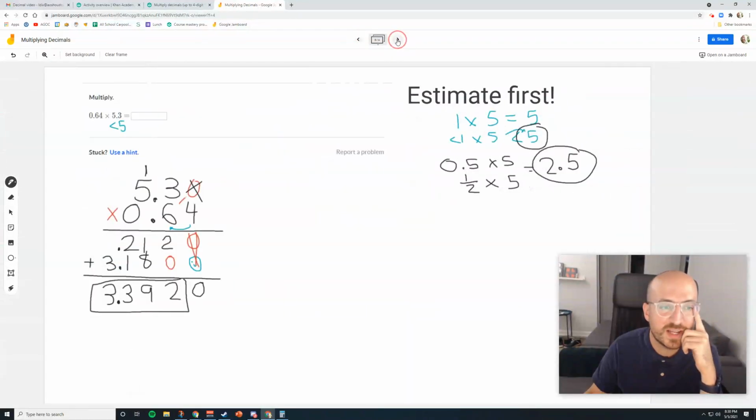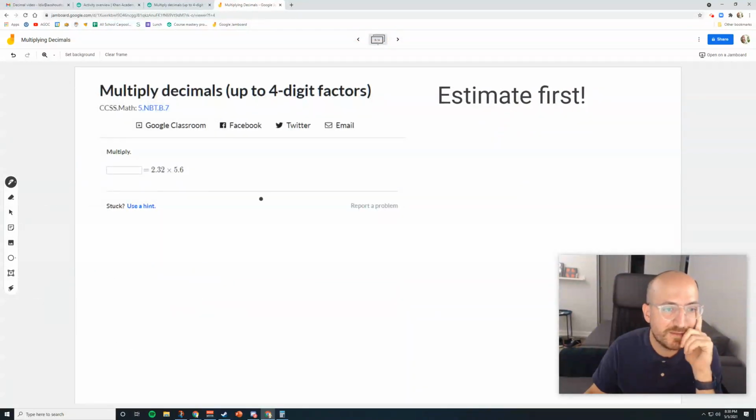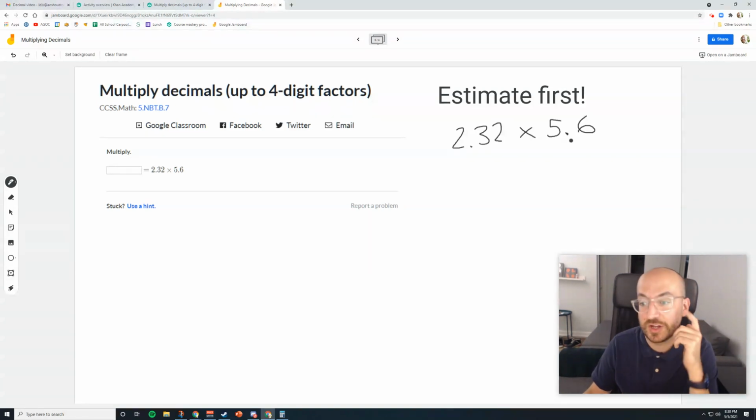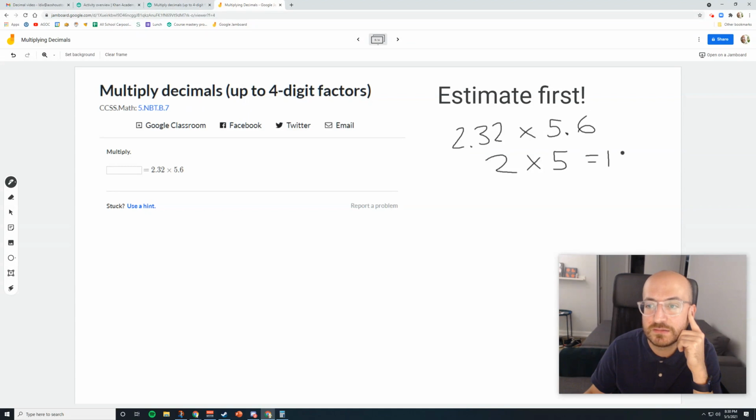All right, now let's try this next one on our own. We are going to estimate first. 2.32 times 5.6. Sorry, y'all. It's like 8:30. I'm getting a little tired. Let's estimate. Well, if this was 2 times 5, it would be 10. But look, the real numbers are more than that. So it's going to be more than 10, maybe 11, 12. Let's round way up.